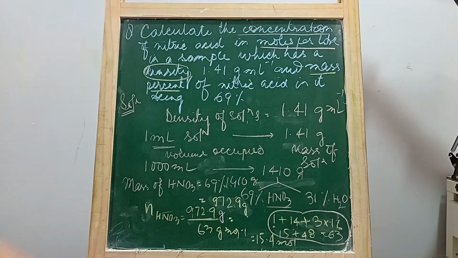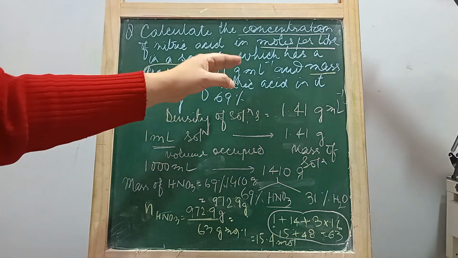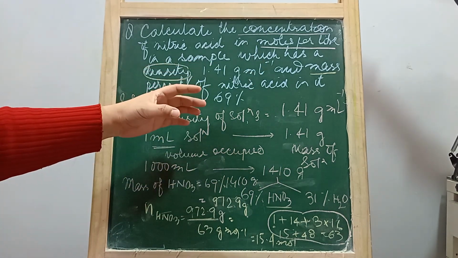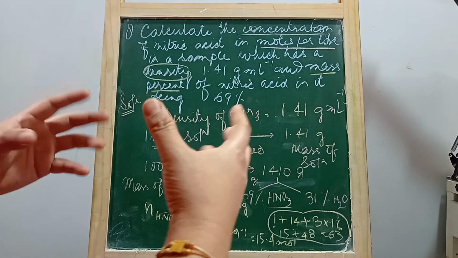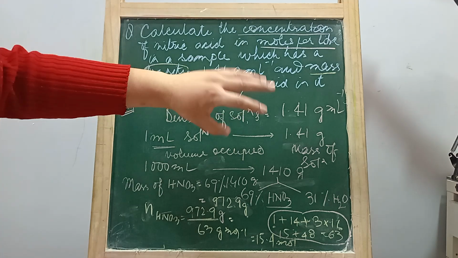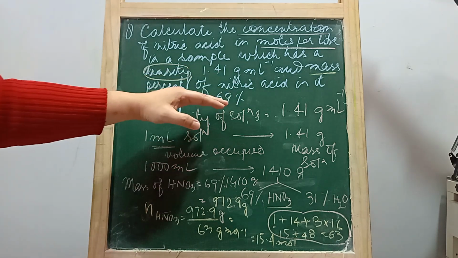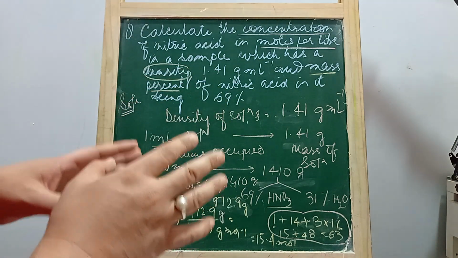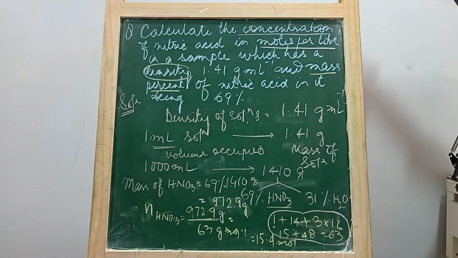The solution has a density of 1.41 grams per milliliter, and the mass percent of nitric acid, which is the percentage in terms of mass of nitric acid in that sample, which probably contains one more substance, is 69%. 69% of the sample by mass is nitric acid.